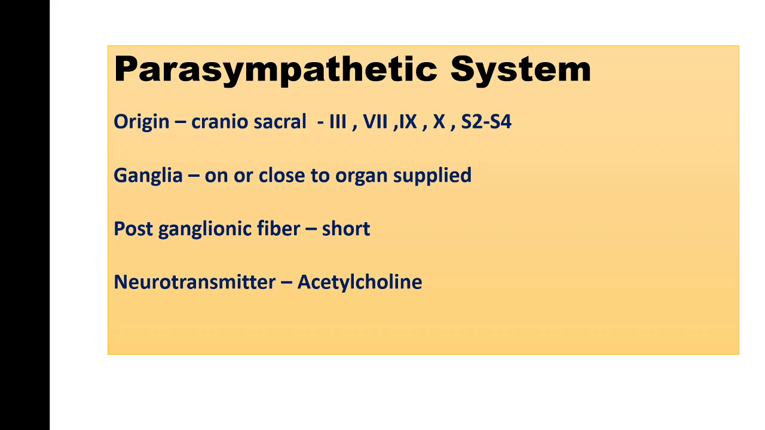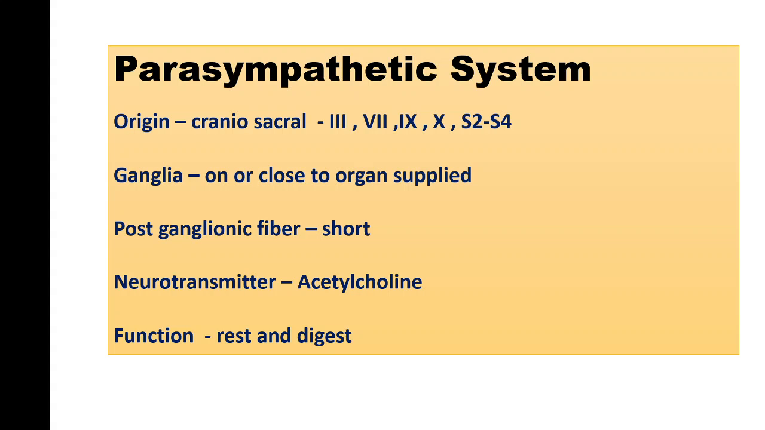Now in sympathetic system, transmitter was noradrenaline. Here the major neurotransmitter is acetylcholine. So parasympathetic system is sometimes called cholinergic system, because the neurotransmitter is acetylcholine, and the function is, we already know, rest and digest. So it basically preserves energy.